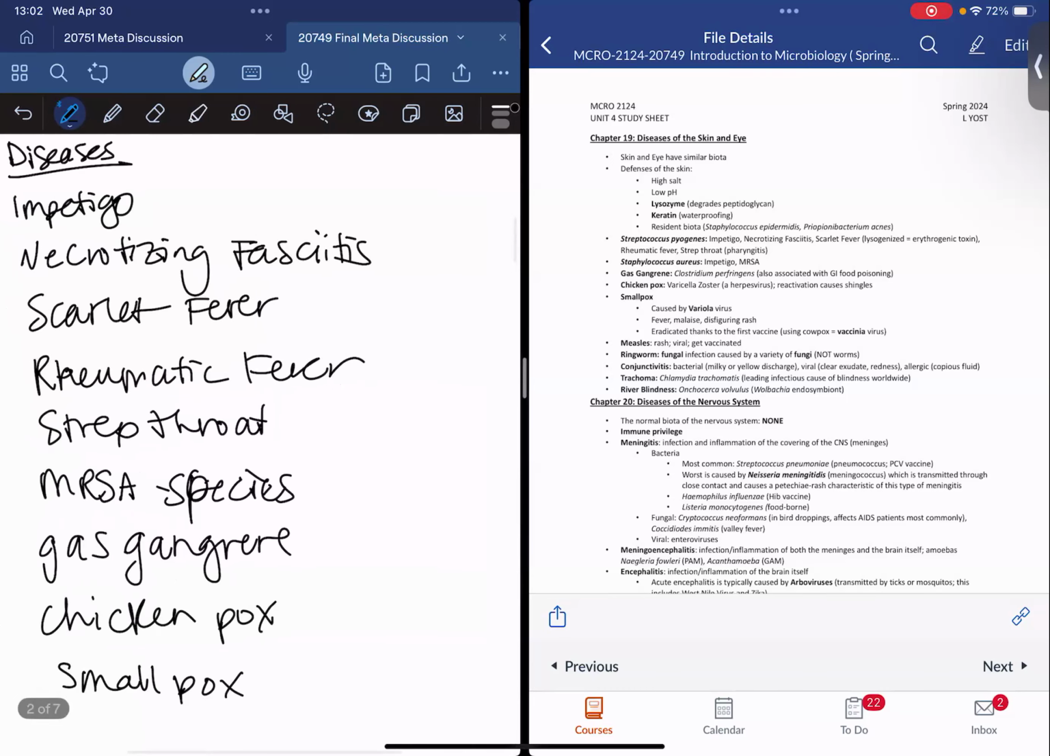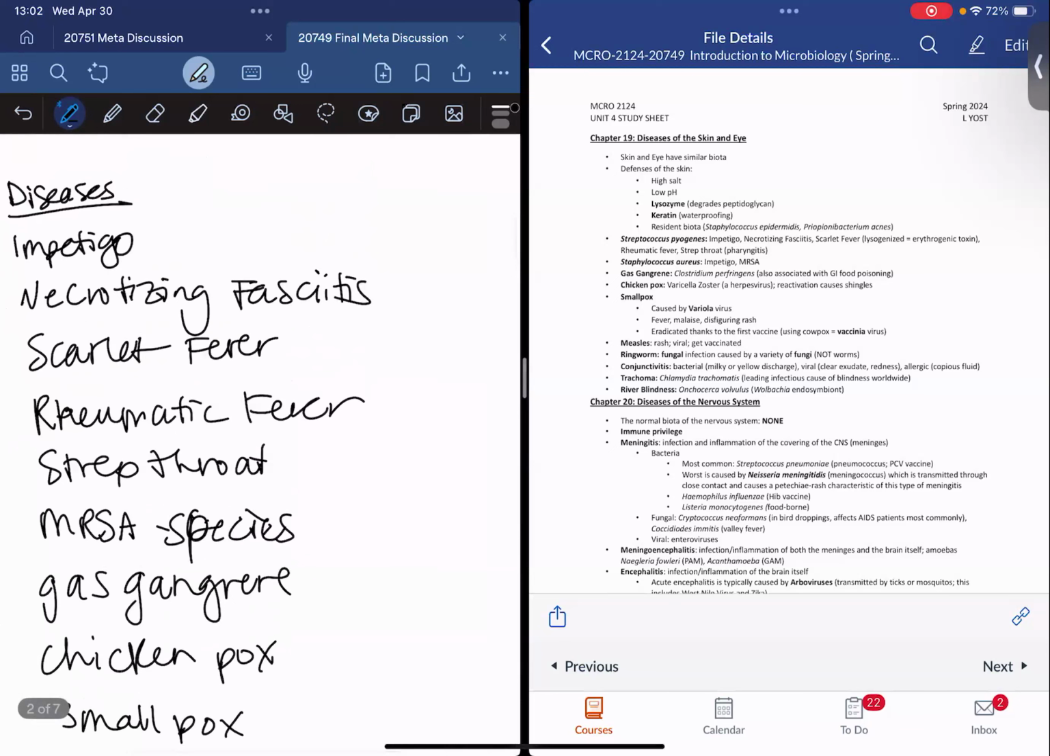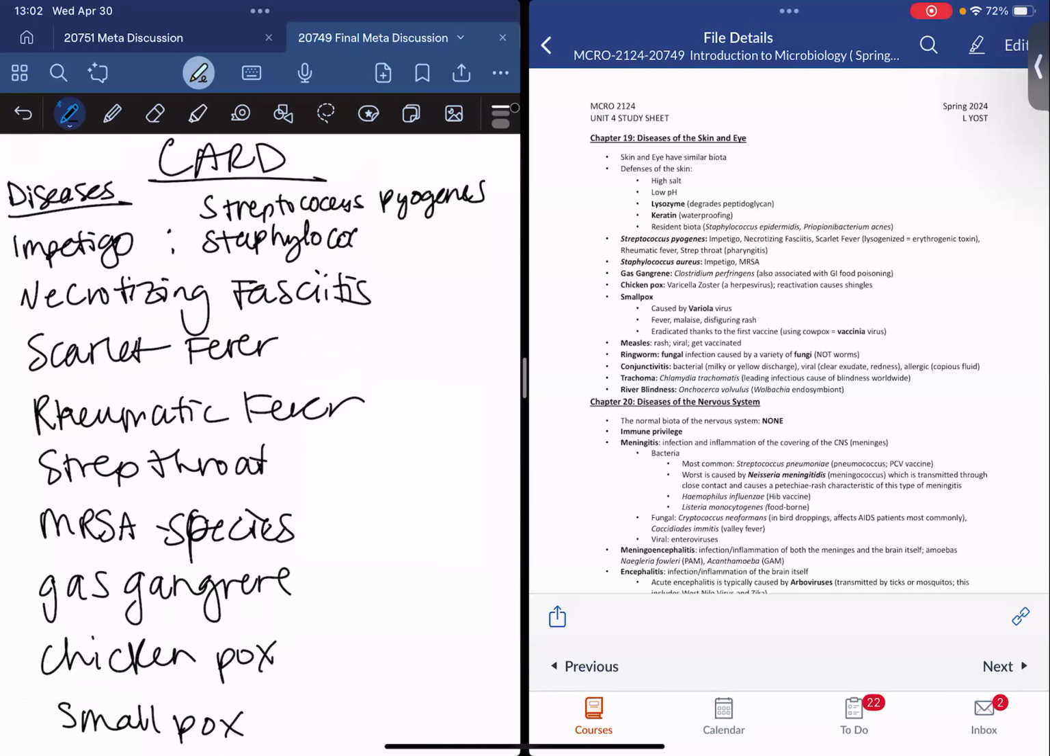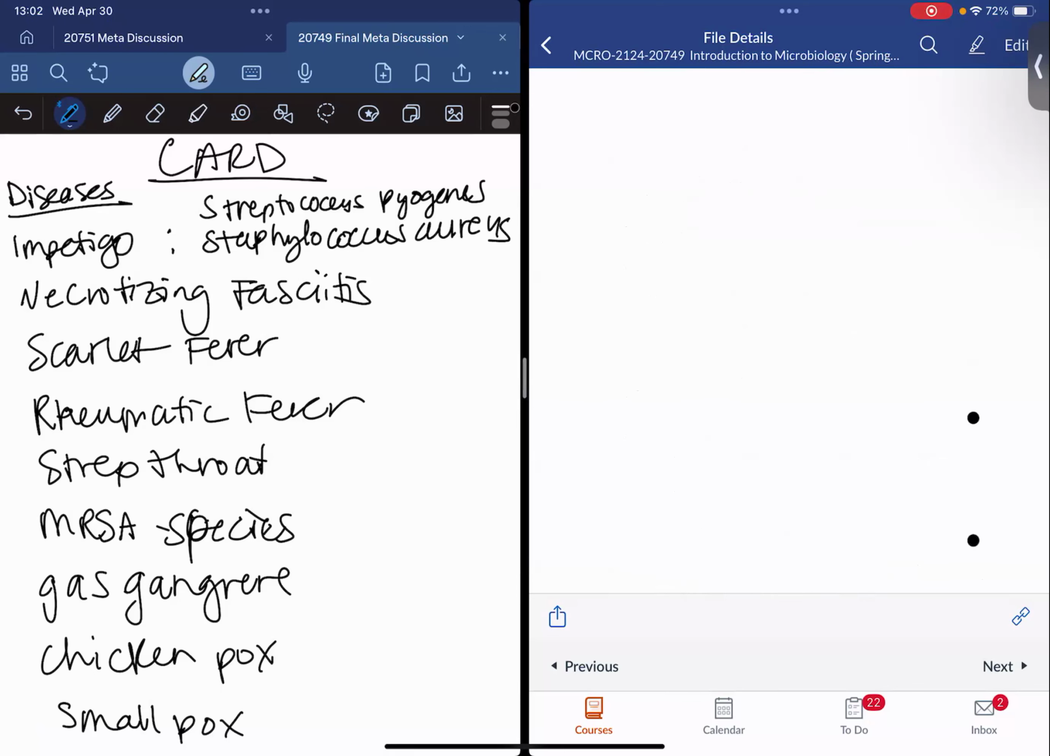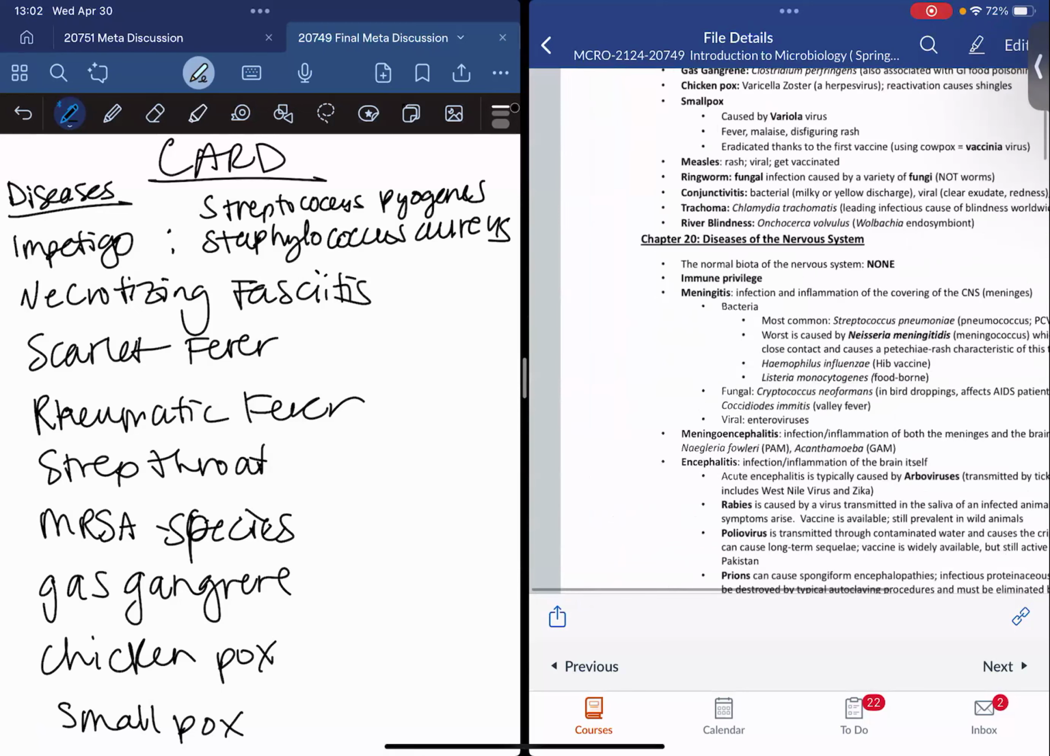And then I would make a card for each disease. For each disease specifically, I would make a card, and on the back of that card I would put the details. On the back of impetigo, I would say that it can be caused by Streptococcus pyogenes. I would say that it's also caused by Staphylococcus aureus. I would also say that these are caused by bacteria. What happened? There it goes.